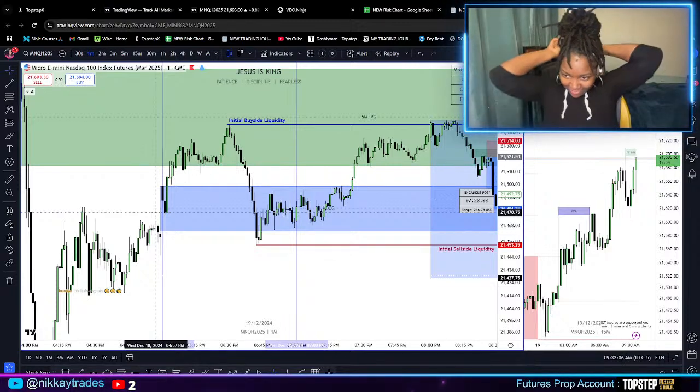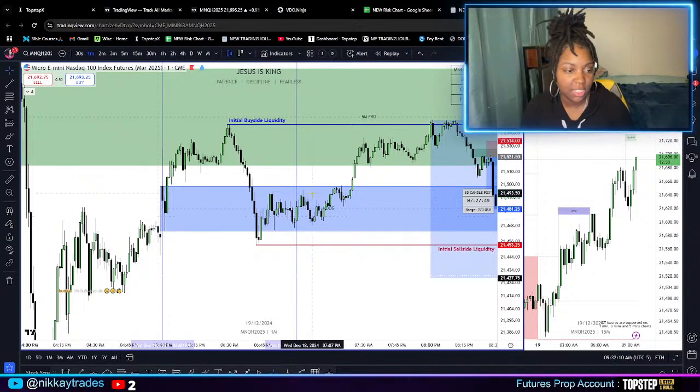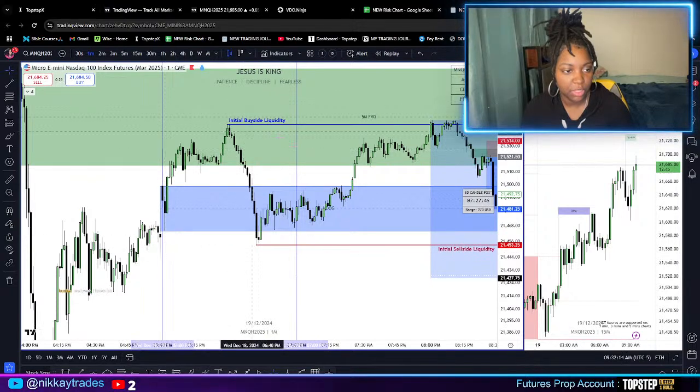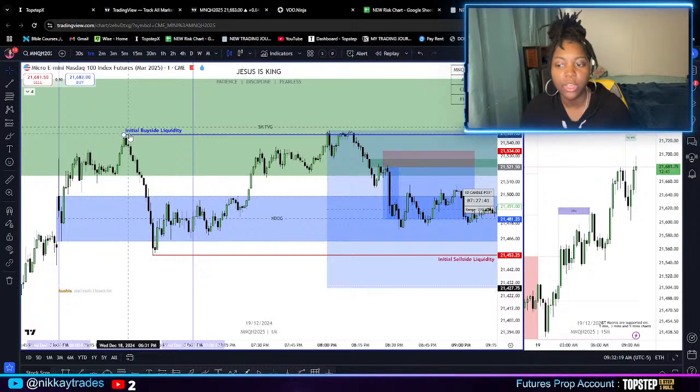Appreciate the breakdown. But yeah, so between 6 and 7, I normally mark out the high and the low from between 6 and 7. And then after that, that's basically the initial, okay, cool, you know ICT.